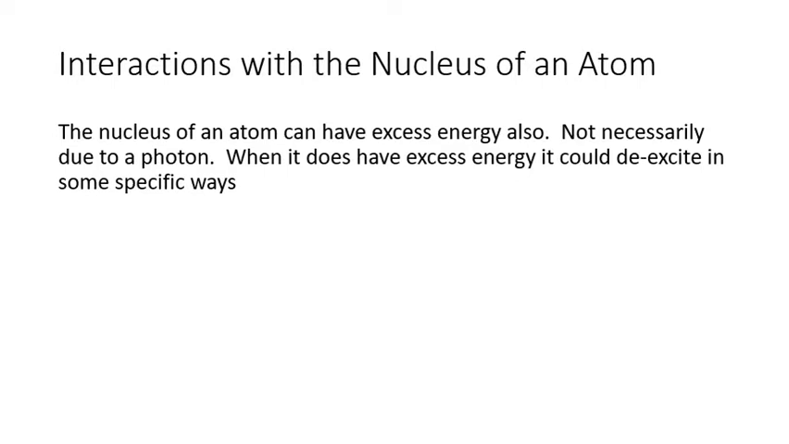When that happens, the nucleus tends to de-excite, just like the electrons were de-excited back down to ground state. But again, they do it in very specific ways. There's certain ways that a nucleus of an atom that has too much energy, or is unstable because it has too much energy, tends to de-excite. Sometimes it gives away energy and mass, sometimes it just gives away energy.